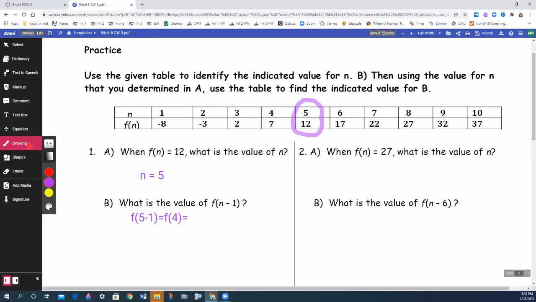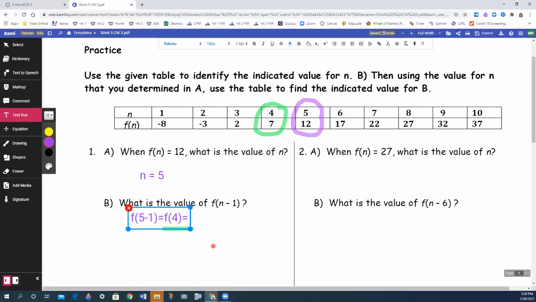So here, let me just get a different color for that. Okay, so I know my fourth term is 7. So that's what I'm going to write here. Let me just get back in this text box. So it is 7. So the value of f of n minus 1 when n is 5, meaning when I'm at my fifth term, is 7. Okay, so now the next one.